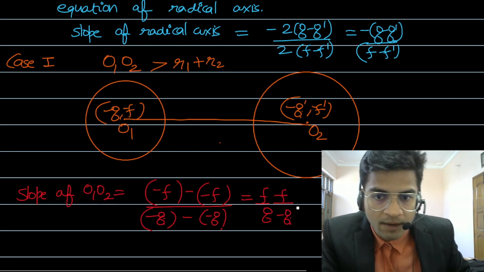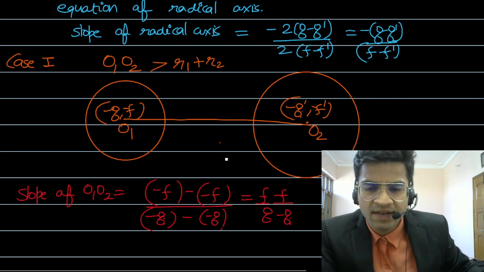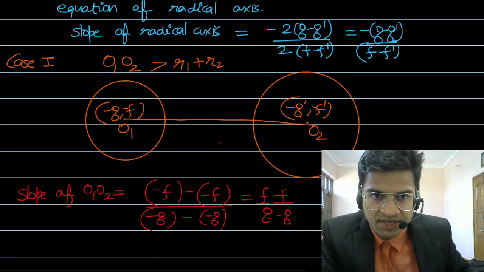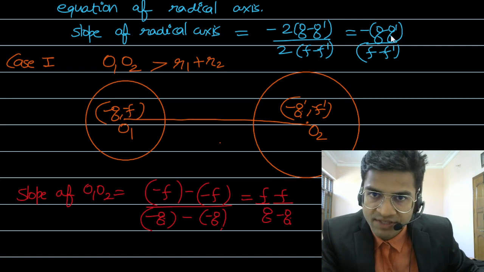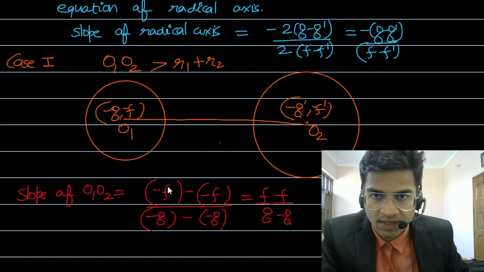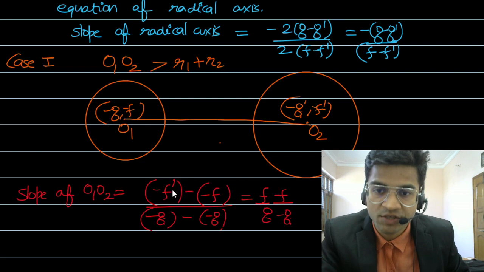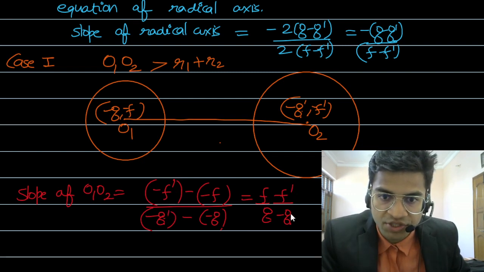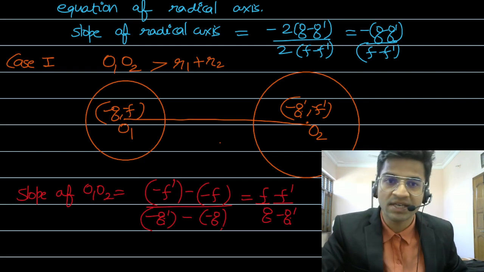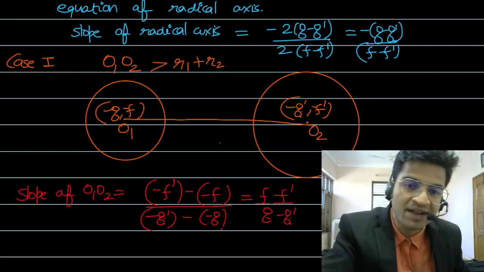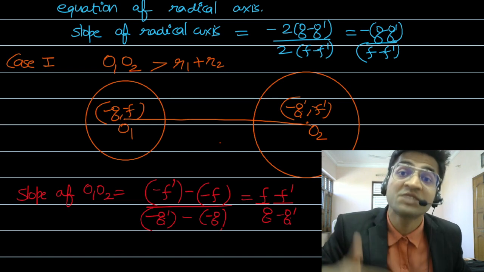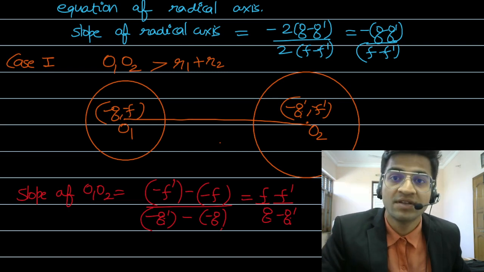Whatsoever we write, we can easily understand that if you multiply this red colored expression and that blue colored expression, their product will be minus 1. That is of our interest. This is f minus f dash upon g minus g dash. You can clearly see the product will be minus 1. So it means the radical axis is perpendicular to the line joining the centers.